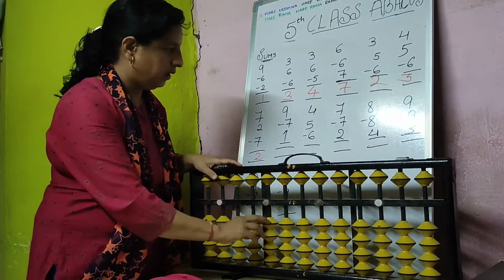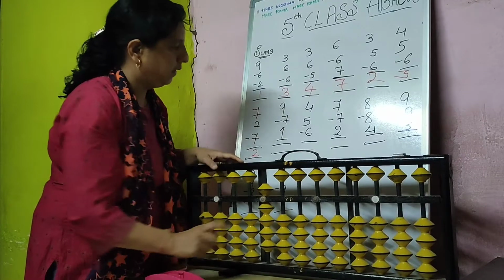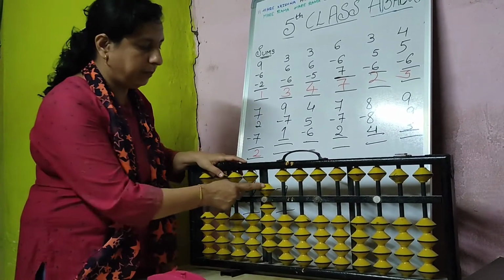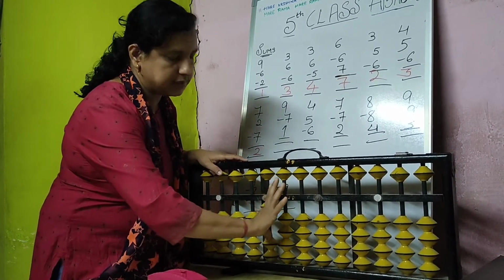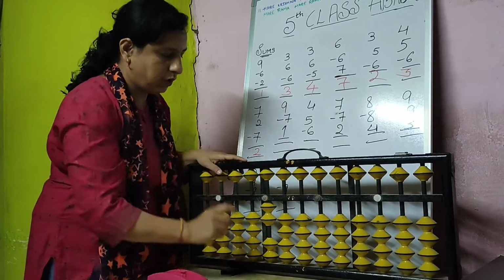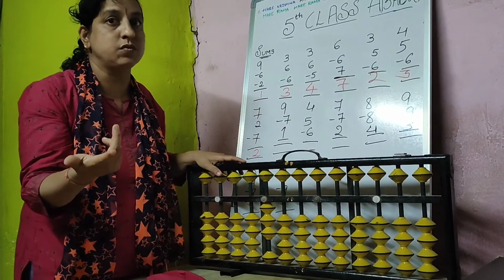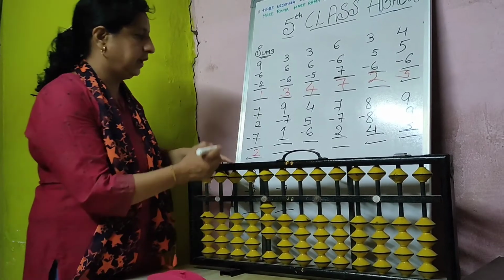Next sum. 9, minus 7. Minus 7, how to do? 1 upper bead, 2 lower beads. So minus 7. Next number is 1, thumb finger, because it is plus 1. Answer is 3.